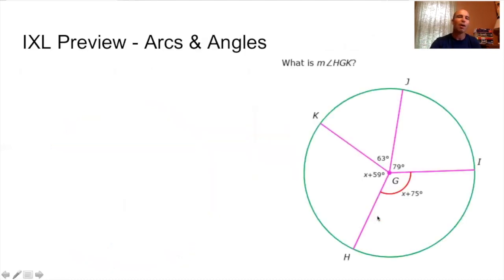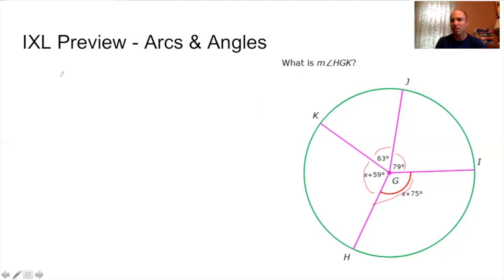Okay. Now, arcs and angles. Very, very similar topic here, same theme. How many degrees are in a circle? 360. So if you see a question like this, all you've got to do is take all these angles together and add them up to 360.